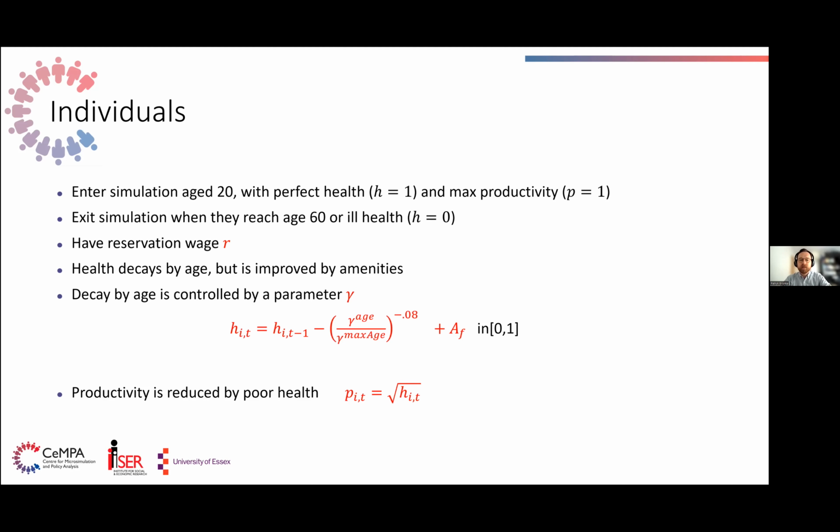Health of individuals decays with age, but is improved by amenities. The decay of health is controlled by a parameter gamma, and we model it in the following way. Health in the current period is equal to the health in the previous period minus the value of the health decay that depends on age and that parameter gamma, plus the level of amenities that they obtained in their job. And this is constrained between 0 and 1. And productivity is reduced by poor health. So productivity is the square root of health.